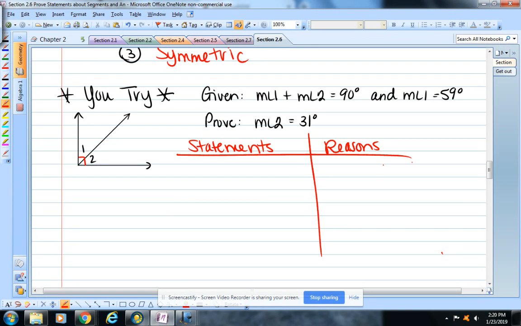What's given to me? They gave me two things, didn't they? They told me, first of all, that the measure of angle 1 plus the measure of angle 2 is 90 degrees, which is a right angle. That's given to me. So, y'all, in your book, sometimes they have it all at once, like that. Oh, we're proving that. Sorry, I lied. They tell me the measure of angle 1 is 59.